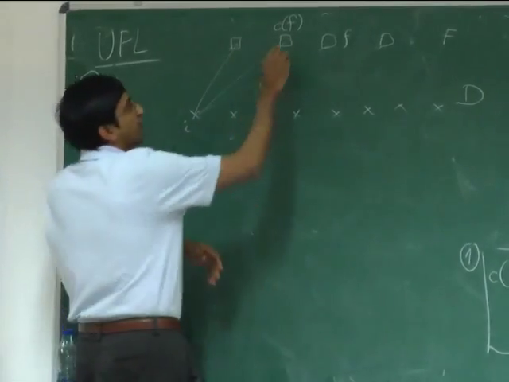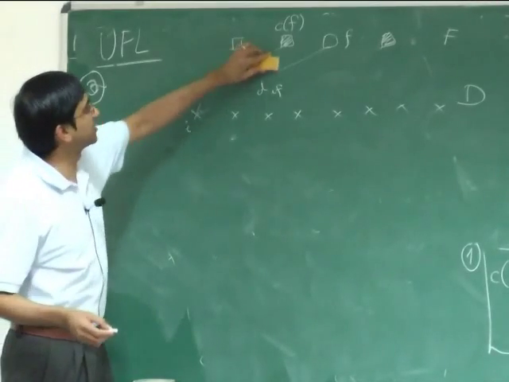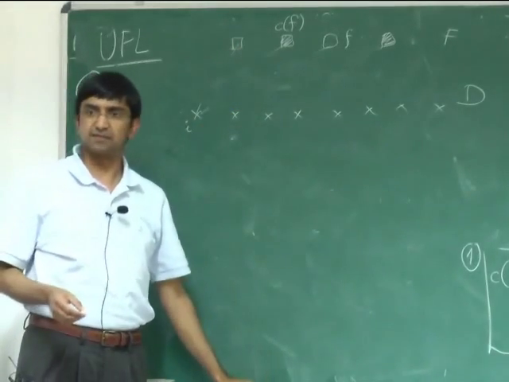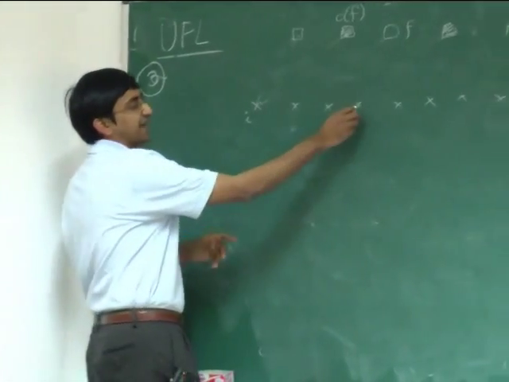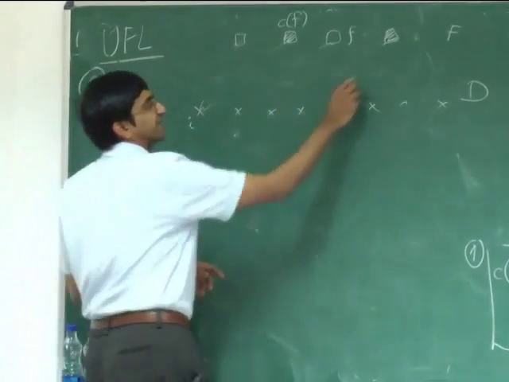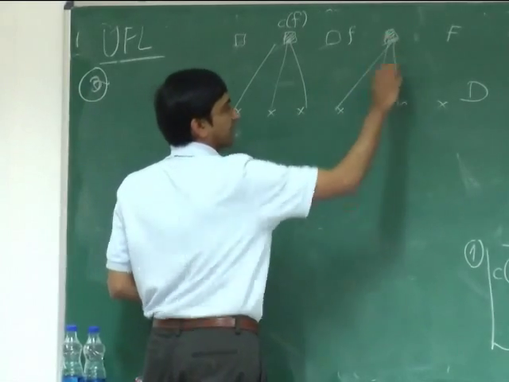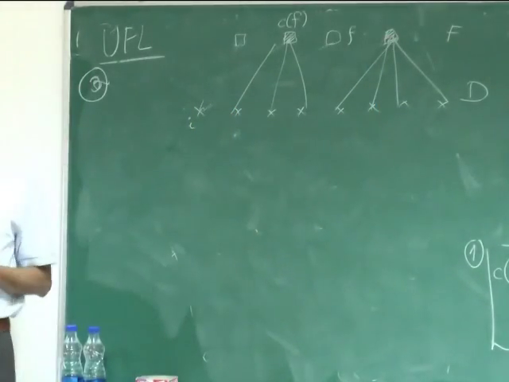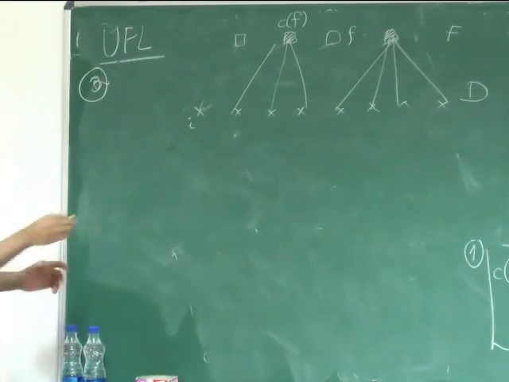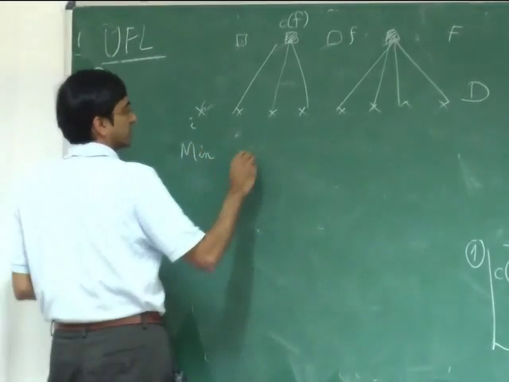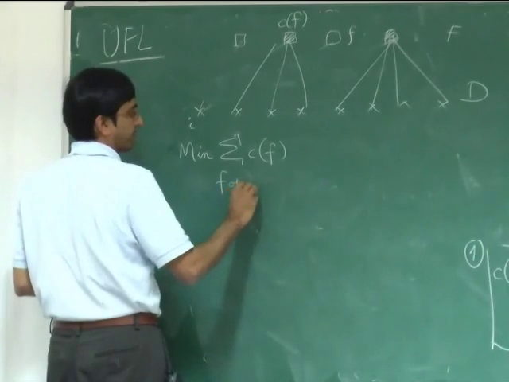Once we open a set of facilities, let's say this guy and this guy, then the way to assign the clients to the facilities is straightforward, because we want to minimize the total cost. For every client, you will check which of the open facilities is closest to it, and you will just go to that closest one. So the problem really boils down to figuring out which set of facilities to open, and what I'm minimizing is the cost of facilities f open.